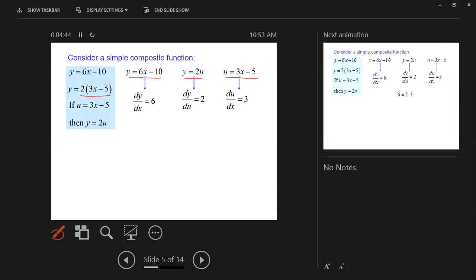Huh. Well, what do you think I have to do with these two derivatives that I just found to get the actual derivative? Well, yeah, I have to multiply them together. So 2 times 3 gives me 6, but what does that mean that's happening?